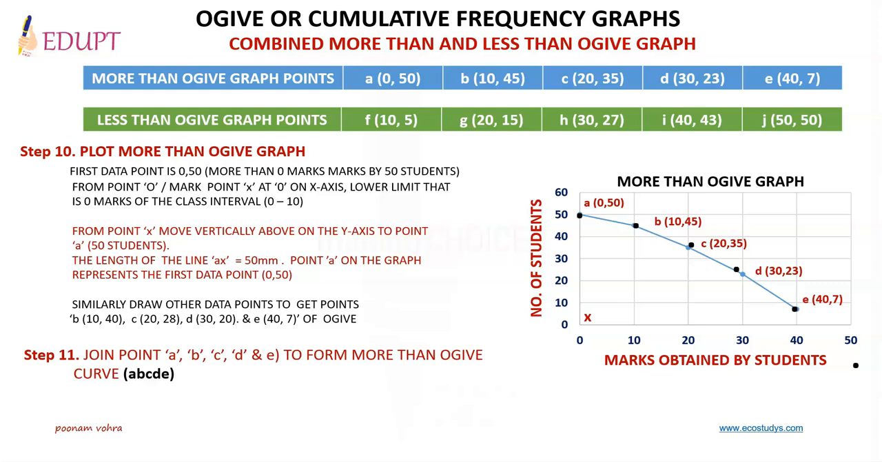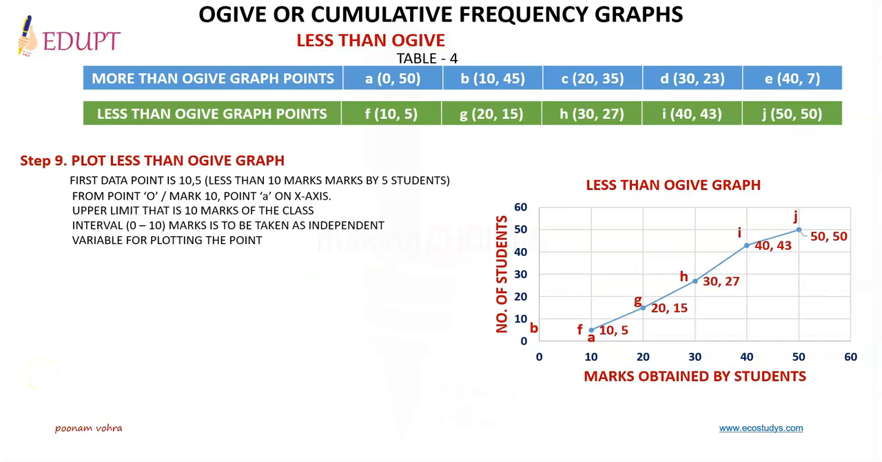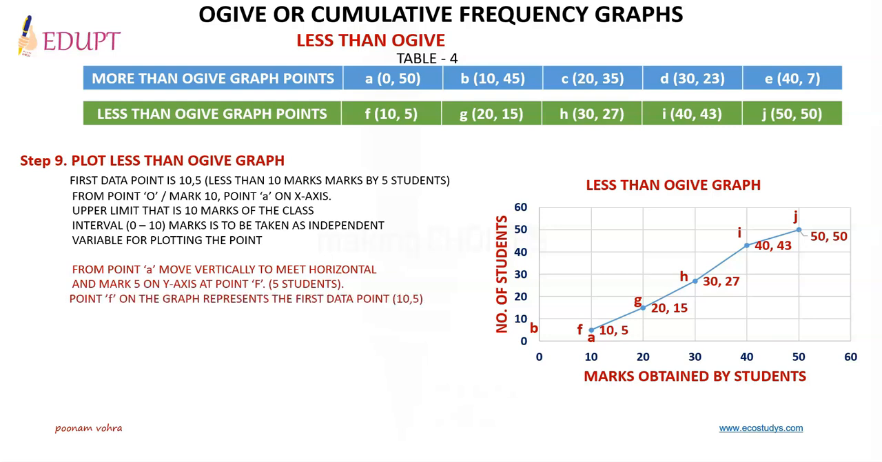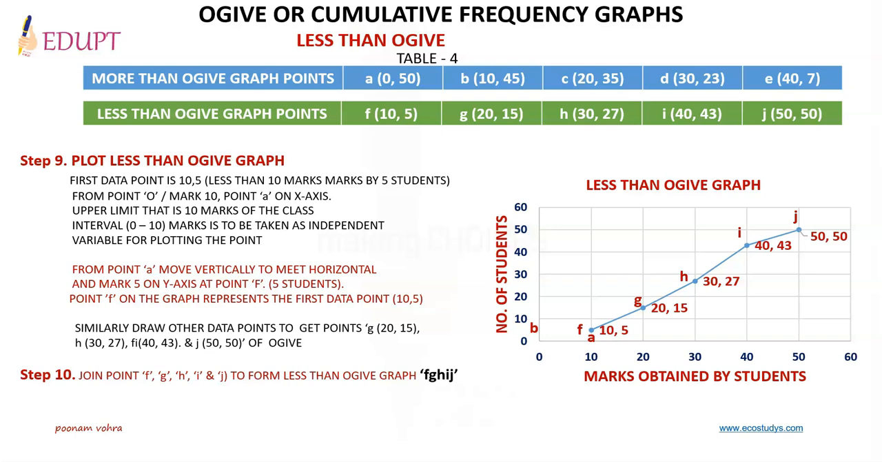Similarly, one can plot less than Ogive graph by coordinating the points. 10 and 5 represents point F, 20 and 15 represents point G, 30 and 27 represents point H, 40 and 43 represents point I, 50 and 50 represents point J. So by joining these points F, G, H, I, and J, one gets less than Ogive curve, which is upward sloping.